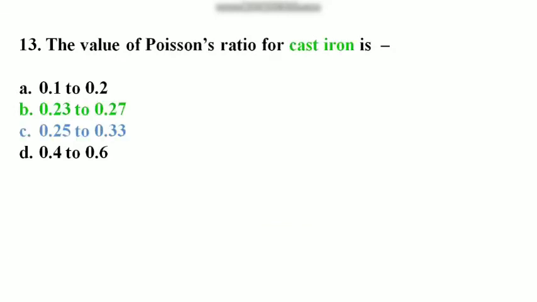Here the answer will be 0.23 to 0.27 for cast iron, but the value 0.25 to 0.33 is applicable for steel. So the Poisson's ratio for steel is 0.25 to 0.33 and for cast iron is 0.23 to 0.27.